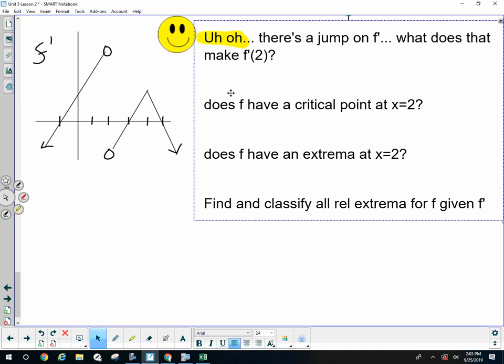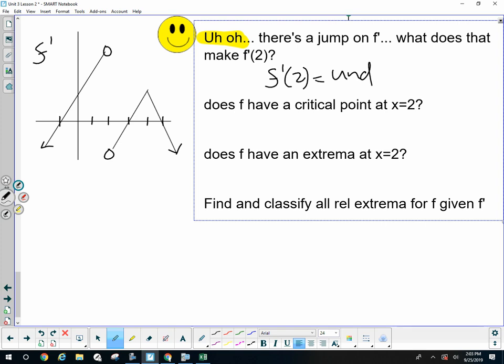There's a jump on f prime. What does that make f prime of 2? What would you say f prime of 2 is? Undefined. Does f have a critical point at x equals 2? Critical points are when the derivative is 0 or undefined. So, yes.